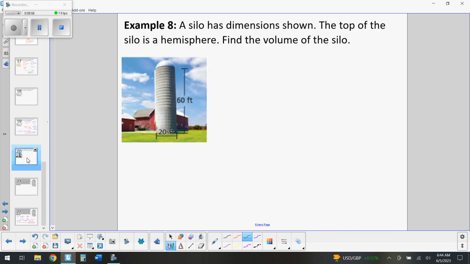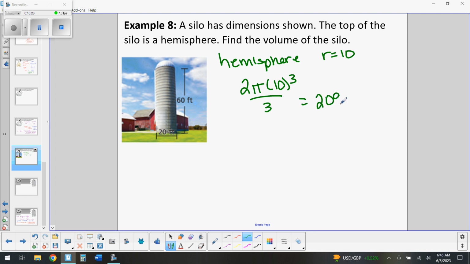All right, for example 8, a silo has dimensions shown. The top of the silo is a hemisphere. Find the volume of the silo. So the hemisphere has a diameter of 20, right? Because the whole cylinder had a diameter of 20, so that's a radius of 10. So we're going to do 2 pi 10 cubed over 3, and that gives me a total volume. I'm actually going to turn this one to a decimal right away: 2094.395.